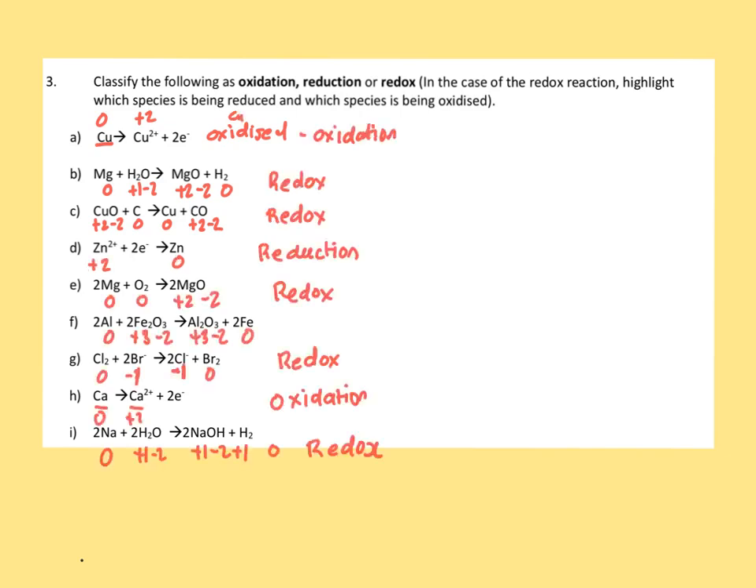So notice that only the half equations where electrons are involved are either oxidation, so here copper has lost electrons, it's been oxidised, and you can see here that the zinc has gone from +2 to 0, it's a half equation, and that's a reduction reaction. Here the calcium has lost electrons, it's become oxidised, so it's an oxidation reaction. So only in the half equations can you just have oxidation or reduction. Where they're full equations not involving electrons, they have to be redox because you have to have an oxidising agent and you have to have a reducing agent.